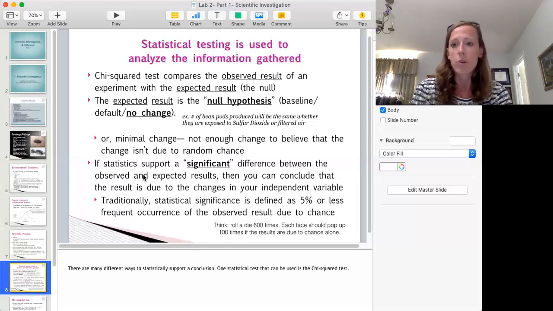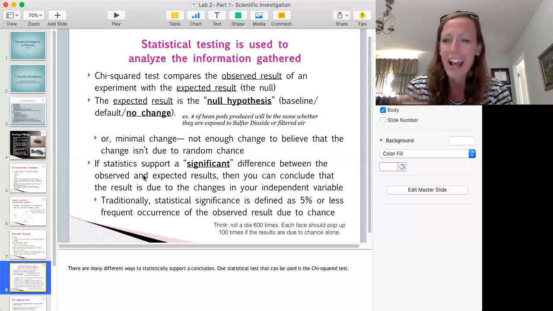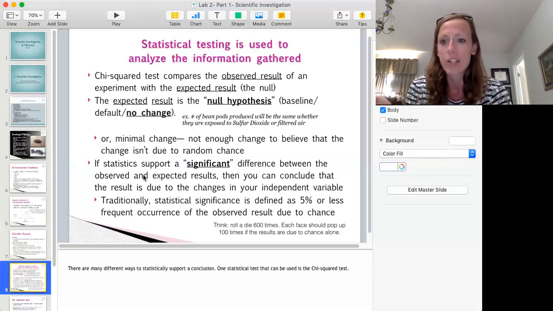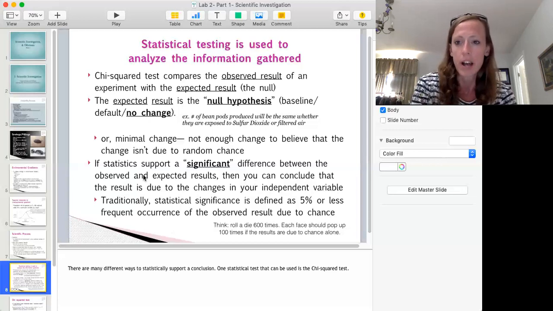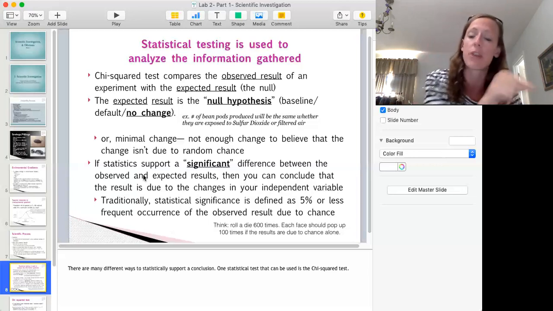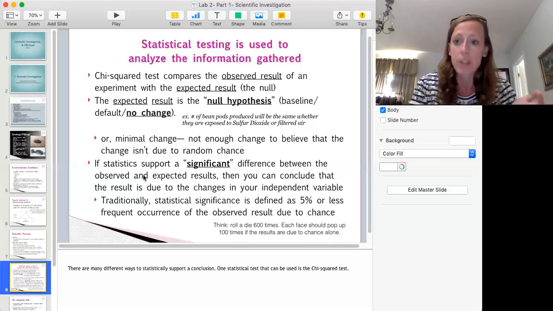So say you roll a single die 600 times. There's 6 faces on your die. Yeah, 6 faces on your die. And you roll it 600 times. Theoretically, each side of that die should come up 100 times equally, right? But if you see a huge difference, like one side is coming up 95% or more of the time, then you can say, look, there's something else going on here.